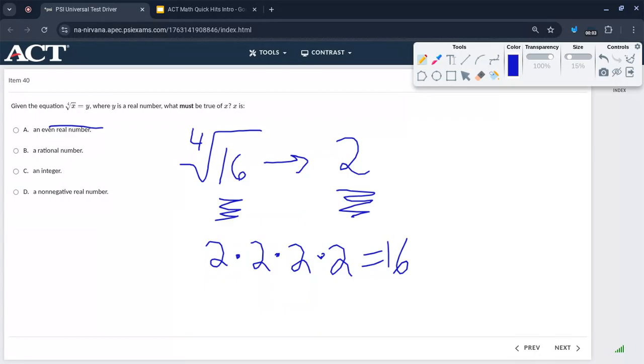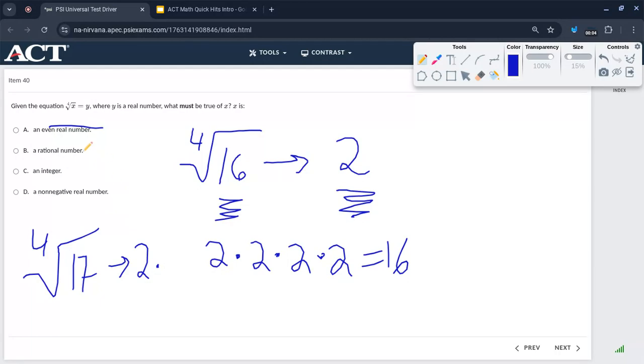16 is real and it's even, but you could do the fourth root of 17, and you would get 2 point something. I don't know exactly what it would be. We could put that into Desmos and see exactly what it is, but you could still get a value, and 2 point something is still a real number. So our first one is out. It doesn't have to just be even. It can be even or odd.